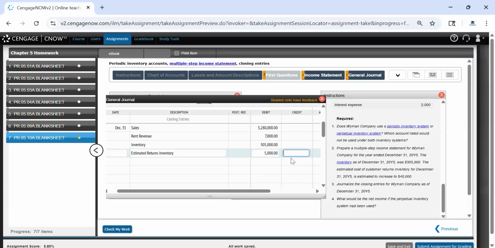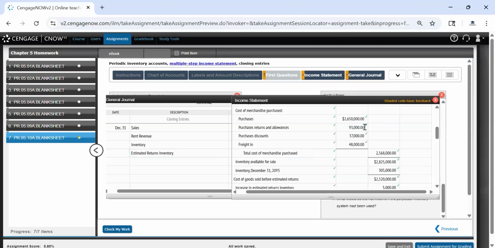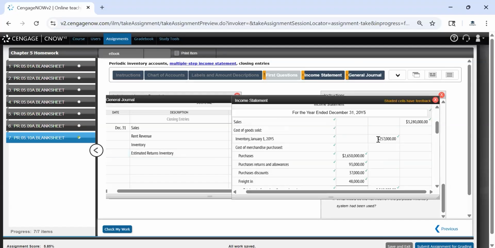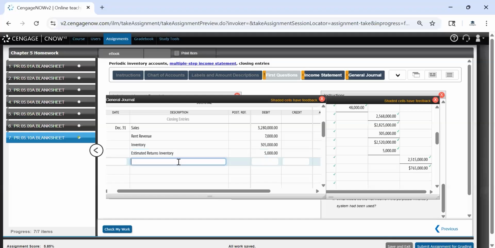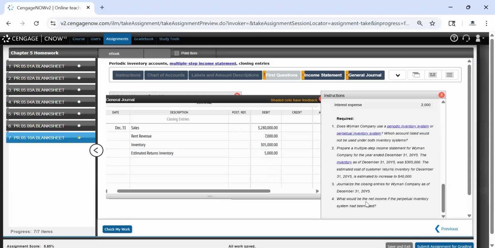If we did, we would have a credit of 35,000, a debit of 40,000, and our net change would be $5,000. However, because this is an adjustment and it's not included on the income statement here, we had the beginning balance of 257,000, the ending balance of 305, and we only included the change in estimated returns inventory. So we're also only going to display it like that here on the journal as well.